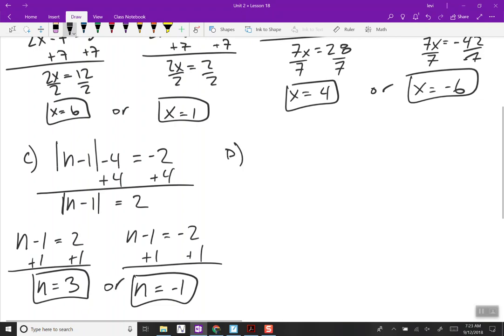D is the same type of problem. I'm not going to do another one of those. E is the same type of problem. F is a different problem. So we'll look at F.